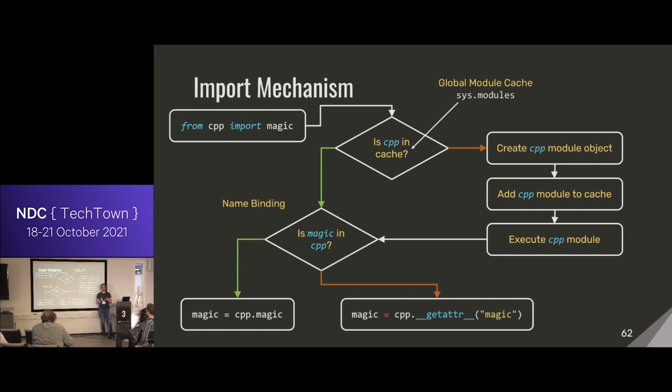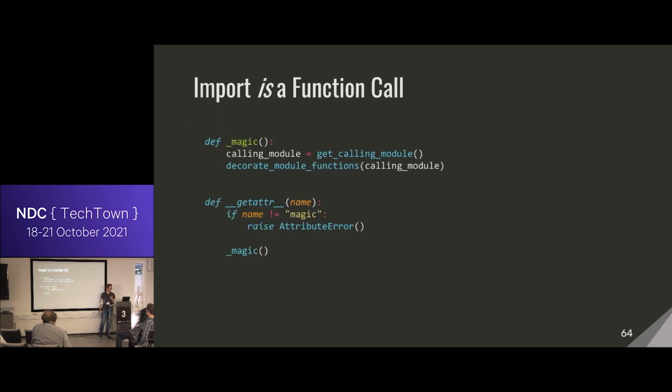Once we've executed the module, we check whether magic is in the module. If it is in the module, we just bind the magic to the name magic in the importing module. If it is not there, we call the __getattr__ method of that module, if that exists, and pass the name that we're looking for, which is magic. Since magic was a function call, we probably want to use a function call as well. So that's what we're going to go for.